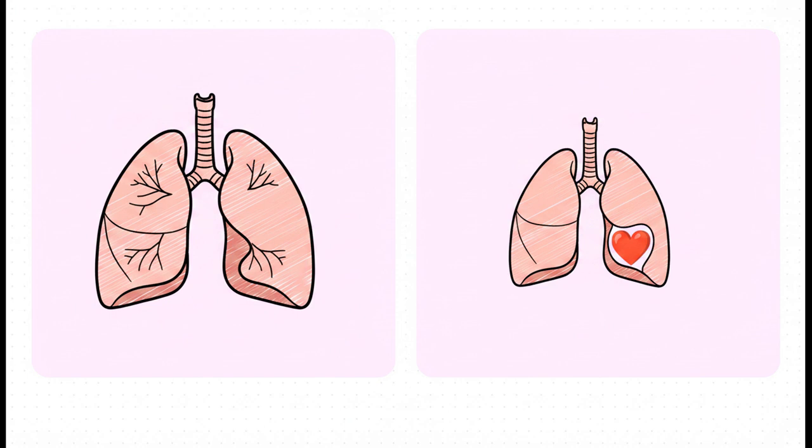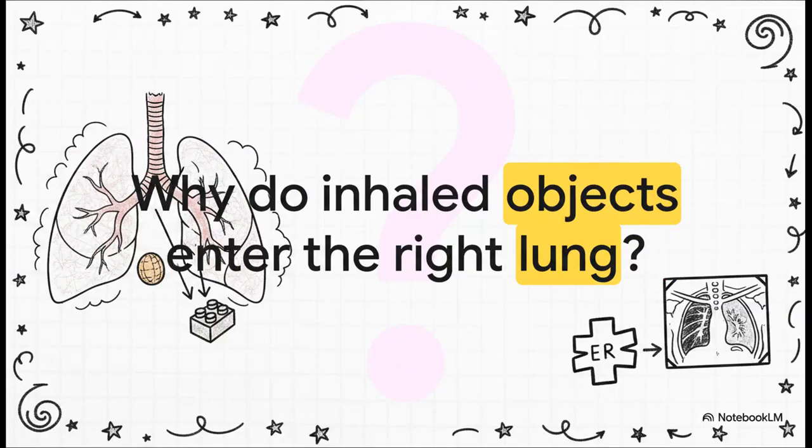Now, the left lung, because it's sharing space with the heart, is smaller and lighter at about 650 grams. It only has 2 lobes, superior and inferior, and they're separated by just a single oblique fissure. So what does this actually mean in the ER? Well, let me give you a classic clinical scenario to think about.